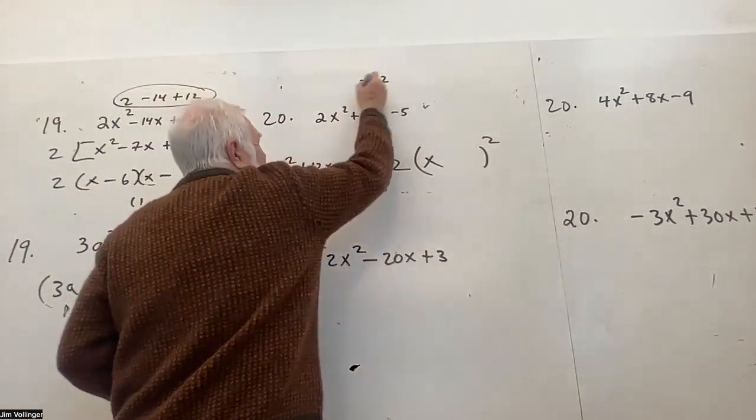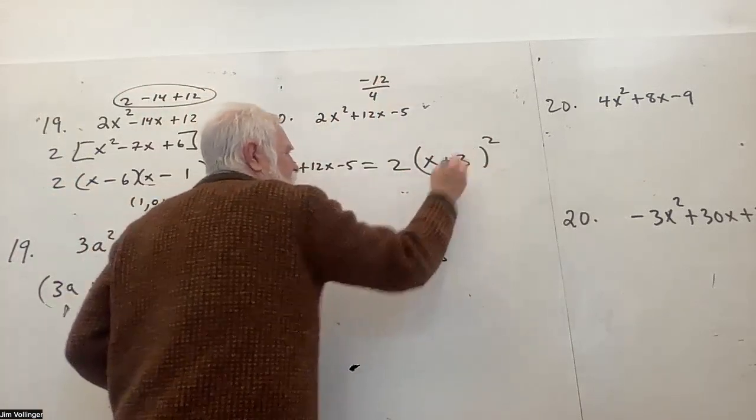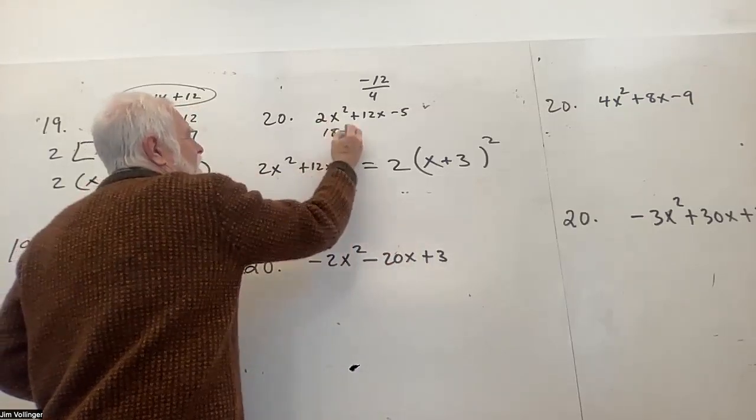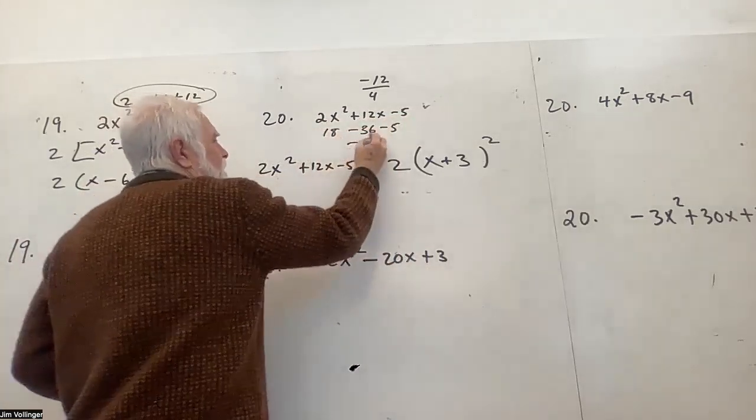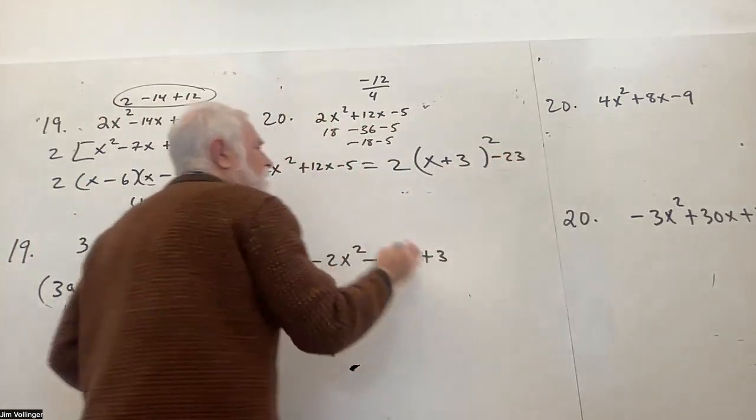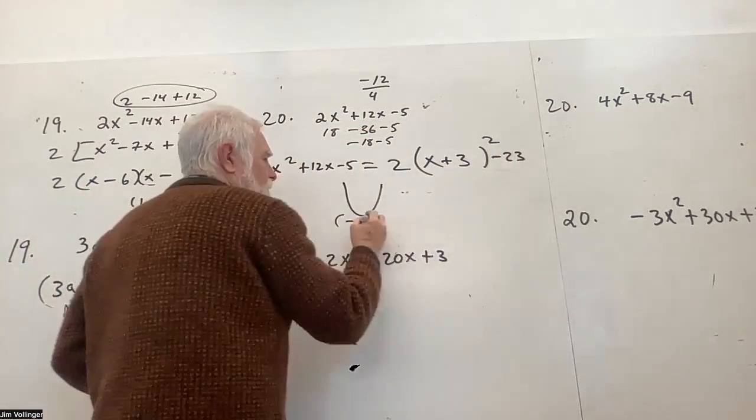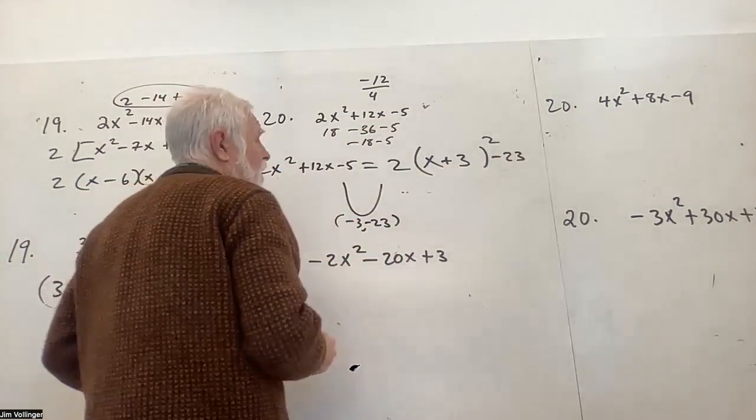Minus b over 2a, negative 3. So I'm going to say plus 3. Then I'm going to put negative 3 in. That's 18 minus 36 minus 5. That's minus 18 minus 5. That's minus 23. I now can see the cup shape is up, with vertex at negative 3, negative 23.